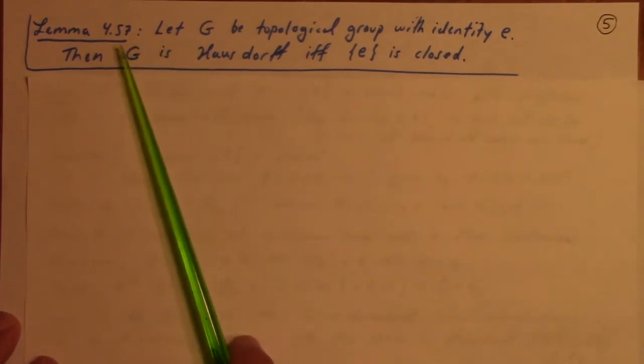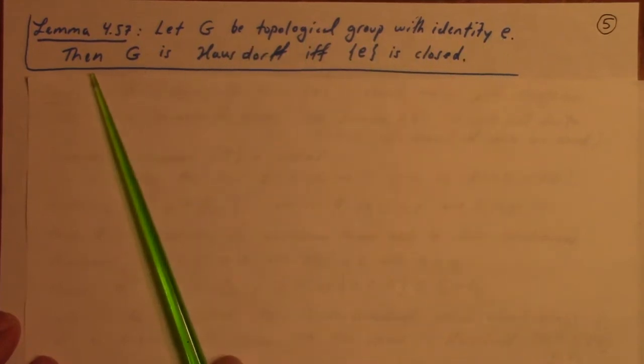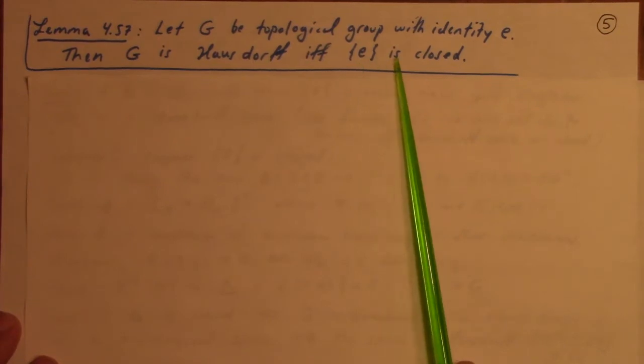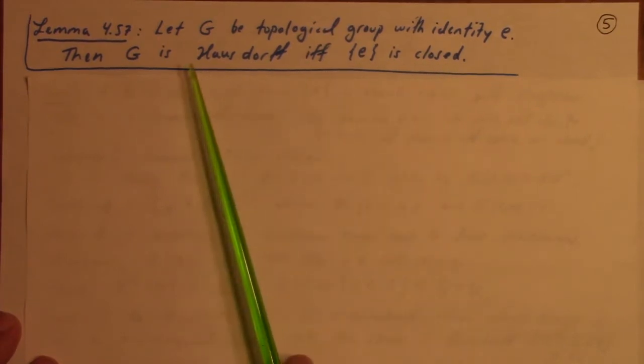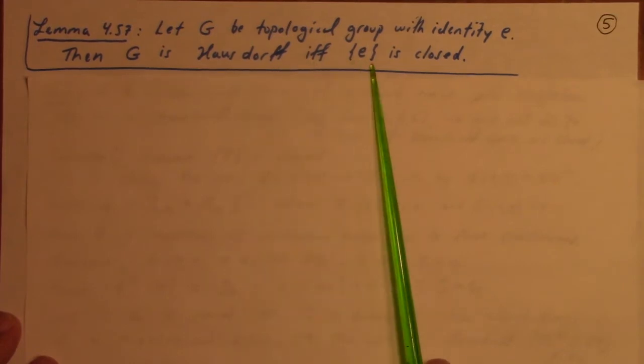Anyway, so lemma 4.57: let G be a topological group with identity e, then G is Hausdorff if and only if the singleton containing the identity is closed. So we know that if a space is Hausdorff, it implies that the singletons are closed. We've talked about that before.